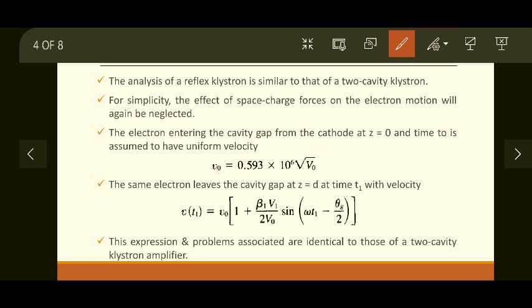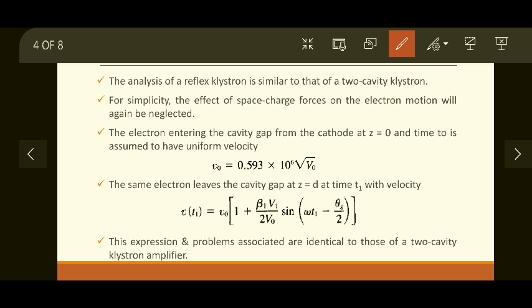The electron entering the cavity gap from the cathode at z equal to 0, that means at zero distance, the entry point of the cavity, and time t0. This is t0, not 2. At time t0 the electron is assumed to have uniform velocity, that means unchanged velocity. Electrons travel with unchanged velocity given by small nu 0 equal to 0.593 times 10 raised to 6 times the square root of V0, that is similar to your eV0.